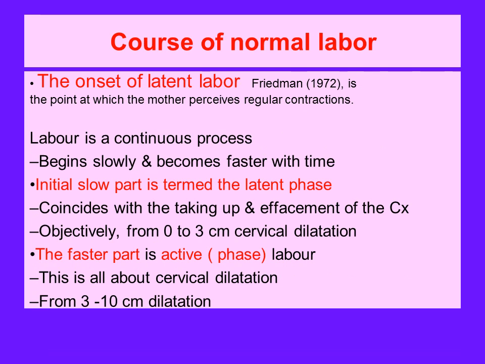In 1972, Friedman observed the course of labor in thousands of women and developed curves for it. He noted that labor is a continuous process that begins slow and becomes faster with time. The initial slow part is termed the latent phase. The latent phase for most women ends once dilation of 3 to 5 centimeters is achieved. This is followed by a faster active phase of labor from 3 centimeters to 10 centimeters dilation.